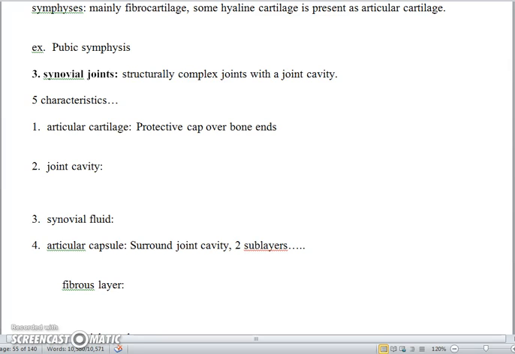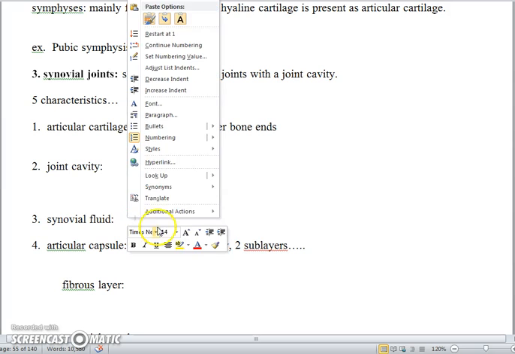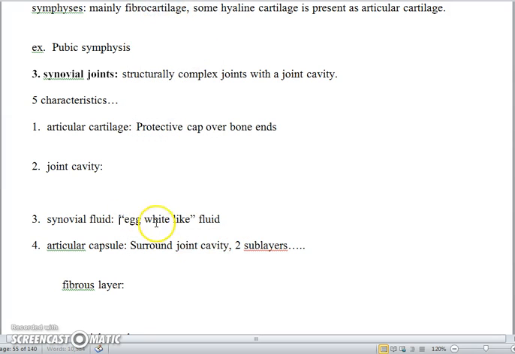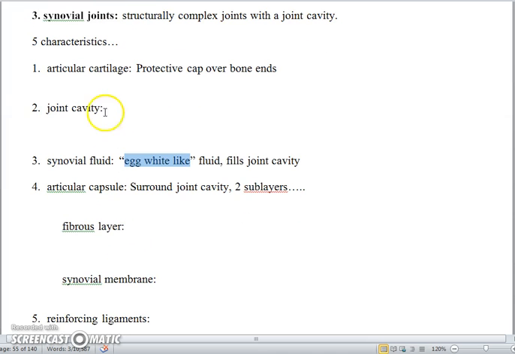But in that cavity is synovial fluid, which here says egg white-like fluid. I'm going to add here that it fills the joint cavity, cushions the joint, and circulates in there and lubricates it. It's kind of interesting. It says egg white. You see ova there? No, ovaries make eggs. Ova means egg. So if you look at the fluid in a synovial joint, it looks like raw egg white. It's got about the same consistency. Okay, so we've got articular cartilage, and a joint cavity that's filled with synovial fluid.